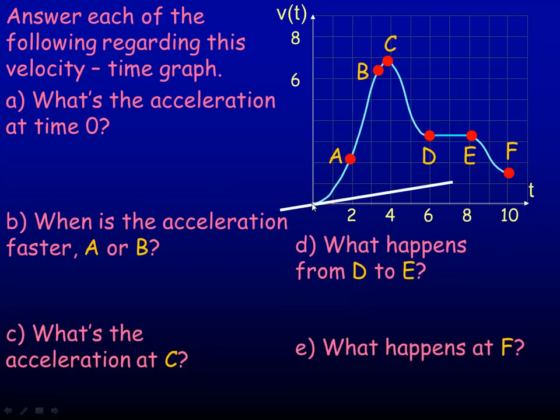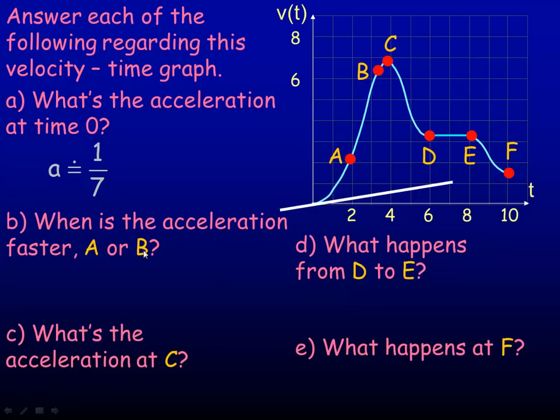And so notice if we go from 0, 0, we go over about 7 and up 1. So it's actually a fairly shallow tangent line. It's not very steep at all. So the acceleration is around 1/7, which is fairly small.